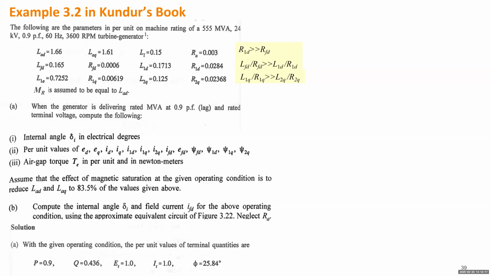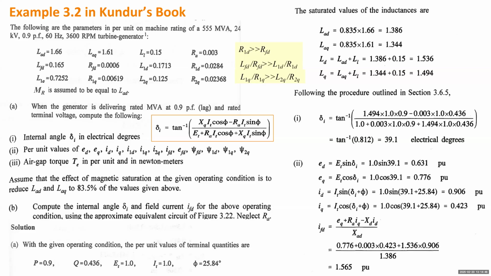Okay, so we can go ahead to do the calculation. From a power factor, we can get P value, Q value. If we assume terminal voltage to be 1 and terminal current also to be 1, so both are operating at nominal condition, the power factor angle is 25.84 degrees. To calculate the internal angle, we can use this formula. We already proved it using the phasor diagram. Okay, so we can just go ahead to do the calculation.